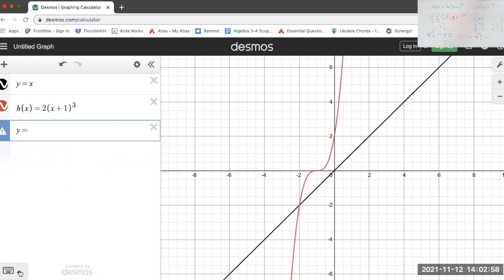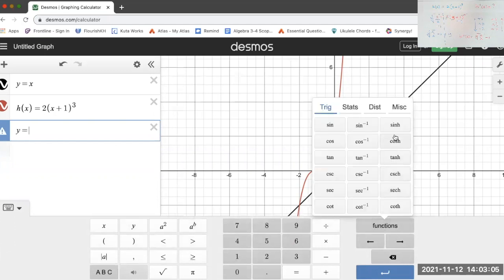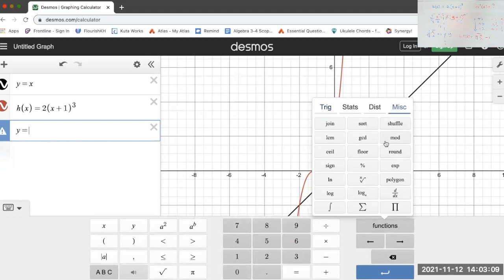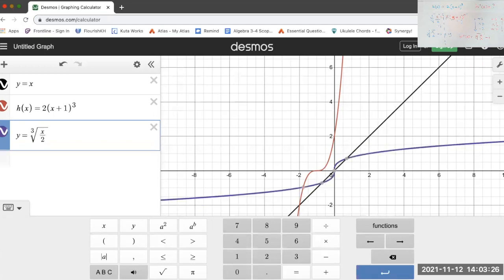I'm going to have to use the keypad here. I have the cube root under functions. There are other ways to get there, but this may be the fastest. Under miscellaneous, and then we choose the number of the root. Choose 3 for cube root and move into the function. Type in x divided by 2. Move outside the function. And then subtract my 1.